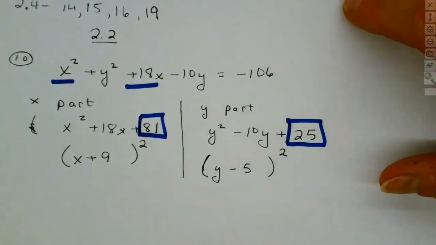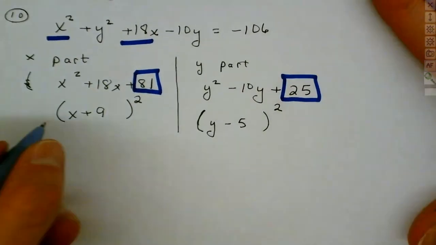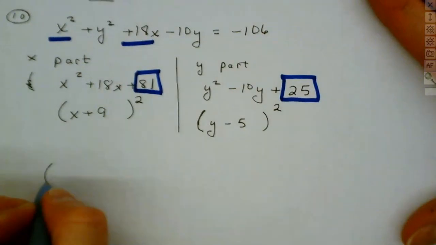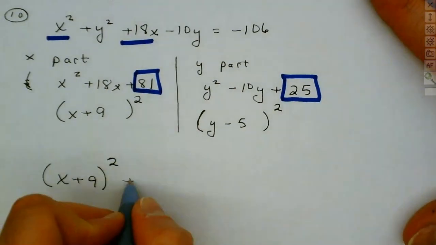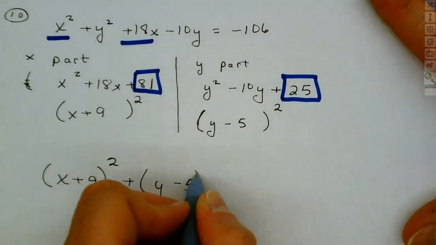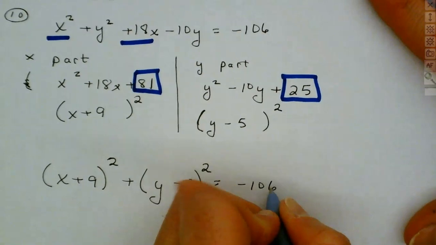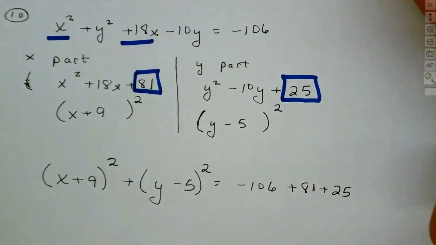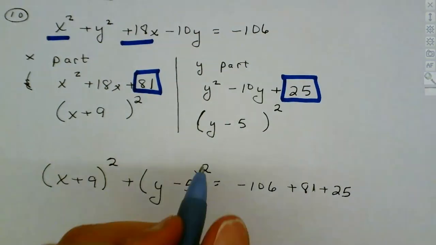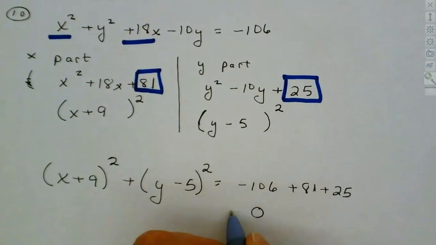Now, what does it look like when you put all the pieces back together? So what do we have on the left-hand side? Well, on the left-hand side, we have x plus 9, quantity squared. We have y minus 5, quantity squared. And what about the right-hand side? We have a minus 106. We have a positive 81 and a positive 25. We'll put those together. Okay, when we add these over, it gives you a 0, doesn't it?